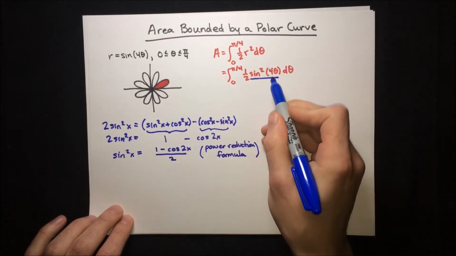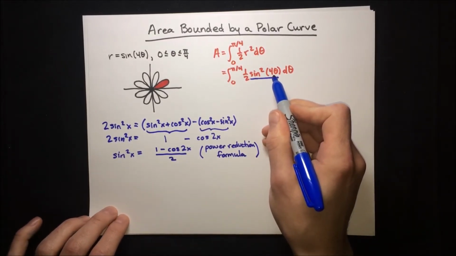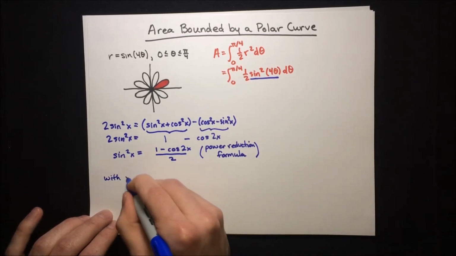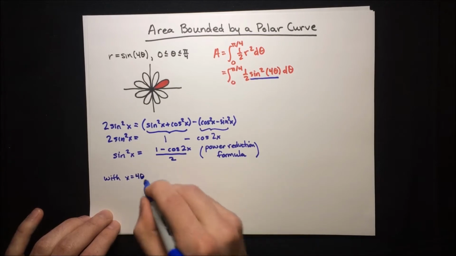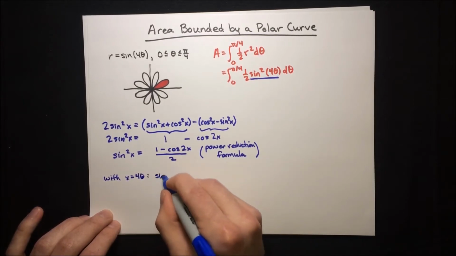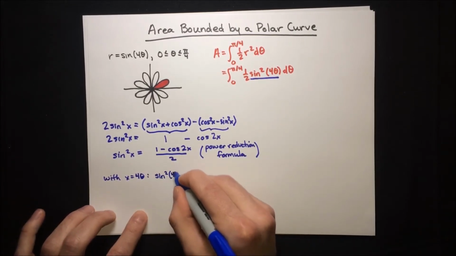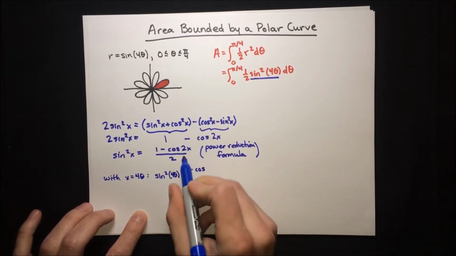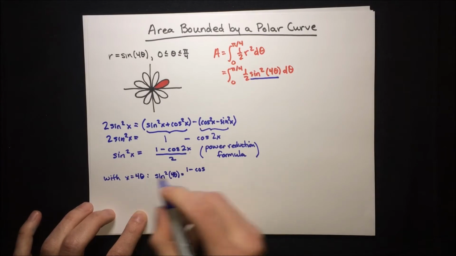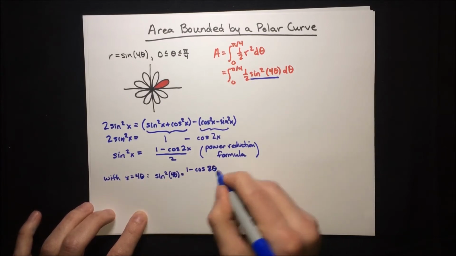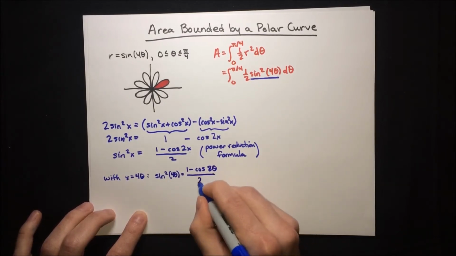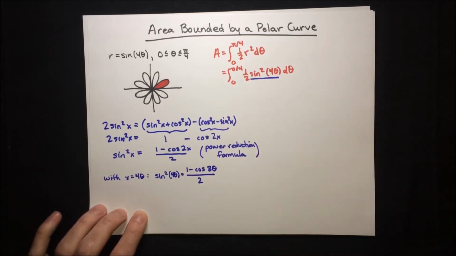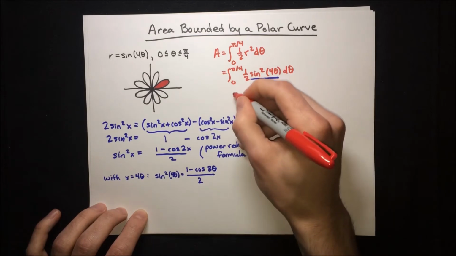So in this situation here, we've got 4 theta as our angle. So we're just going to use the power reduction formula with x equals 4 theta. So then we get that sine squared of 4 theta equals 1 minus cos of 2x, so x is 4 theta, so 2x is 8 theta. Got to double it. All over 2. And so now we're going to go ahead and substitute that in, and the integral is going to be a lot easier to compute now.